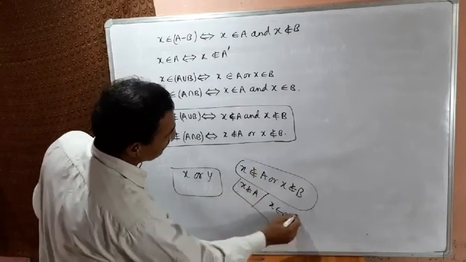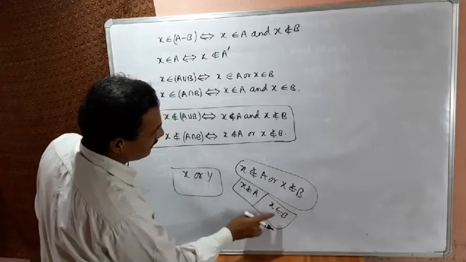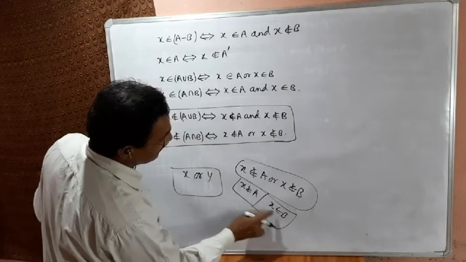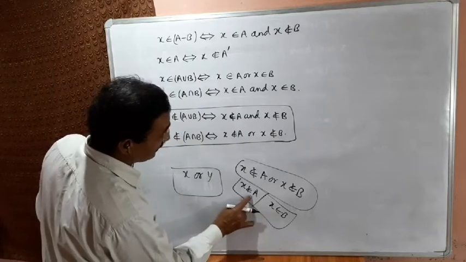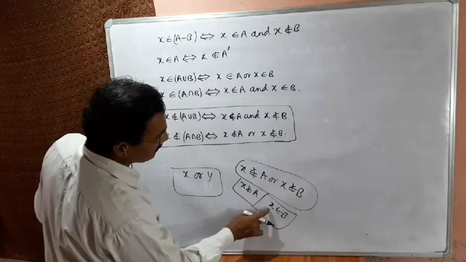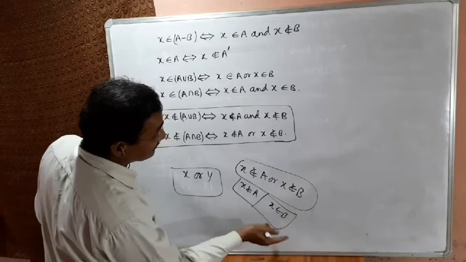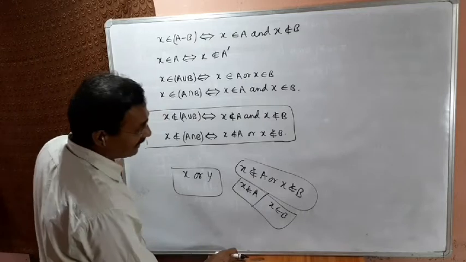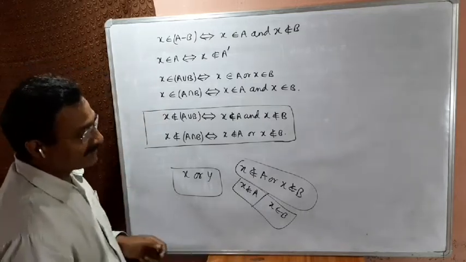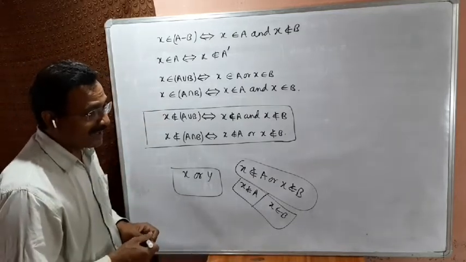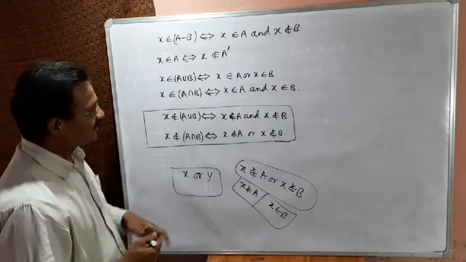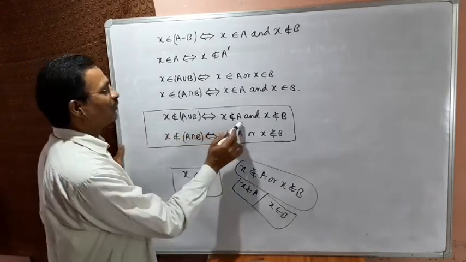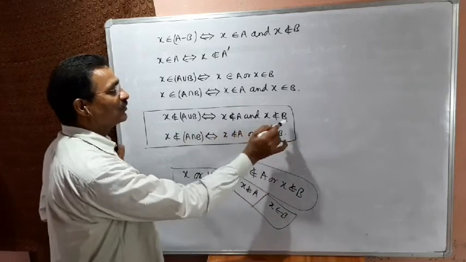But do you think this is correct? If x does not belong to A, x belongs to B, then x does not belong to A union B, this will be wrong, because when we take the union, due to this phenomenon, x will lie in A union B, because x is present in B, and in union we write the elements which are present in either of the sets. Therefore, notice this, x does not belong to A union B implies x does not belong to A and x does not belong to B.